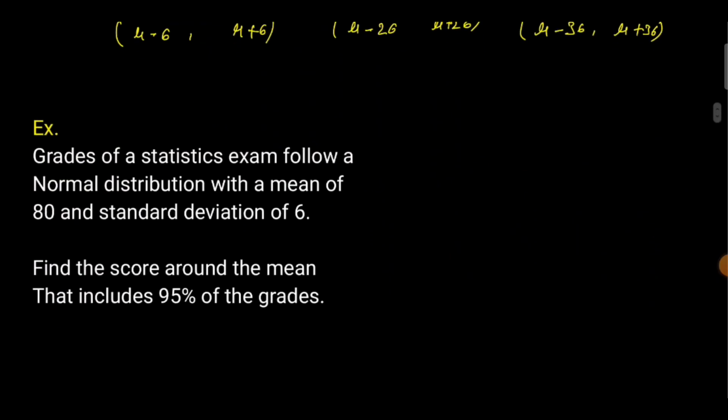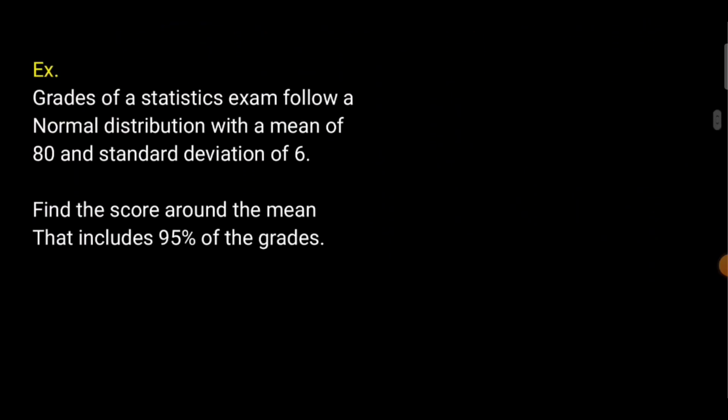So now coming back to the examples. Example 1. Grades of a statistics exam follow a normal distribution with a mean of 80 and a standard deviation of 6. Find the score around the mean that includes 95% of the grades. So here we have the mean, that is mu, which is simply 80, and the standard deviation, that is sigma, is 6. Now it says 95% of the grades.